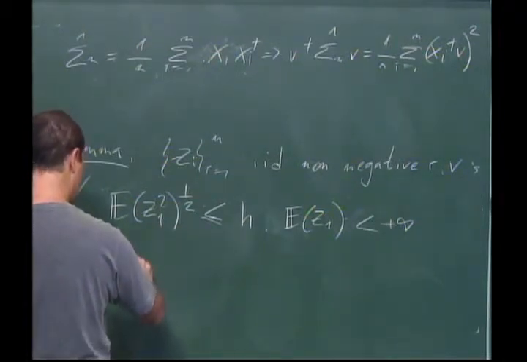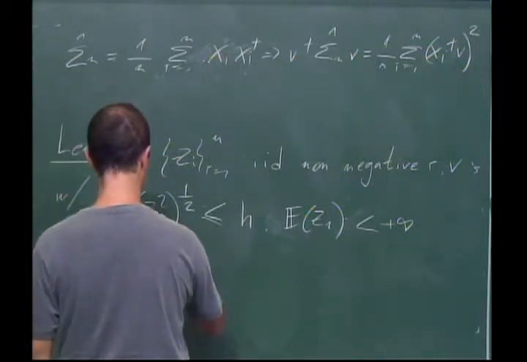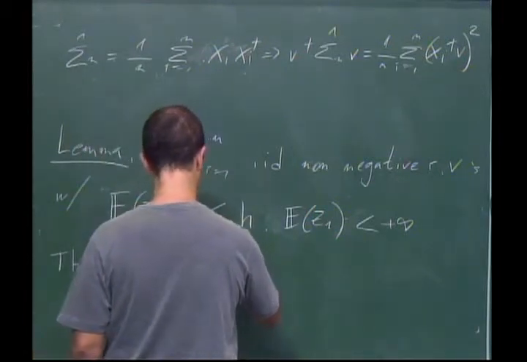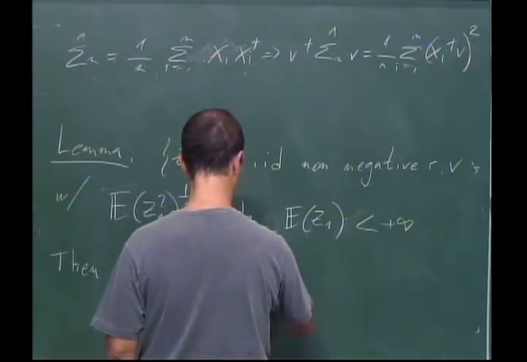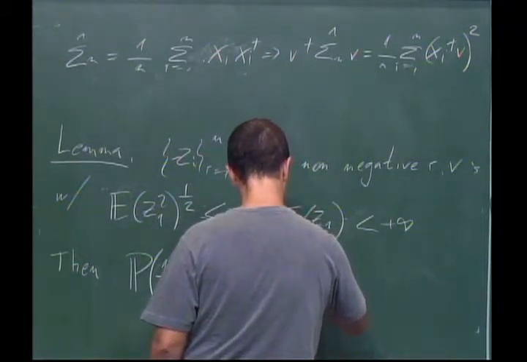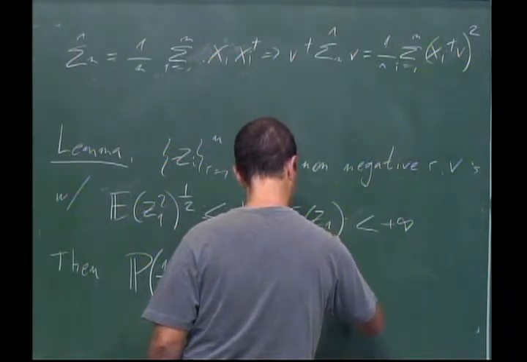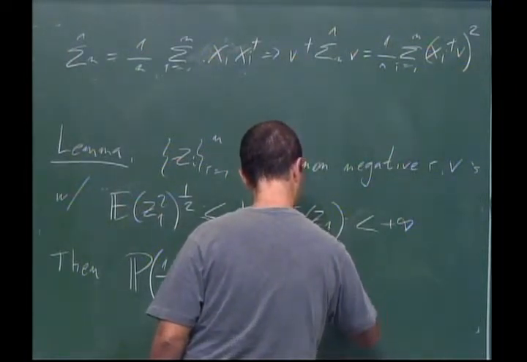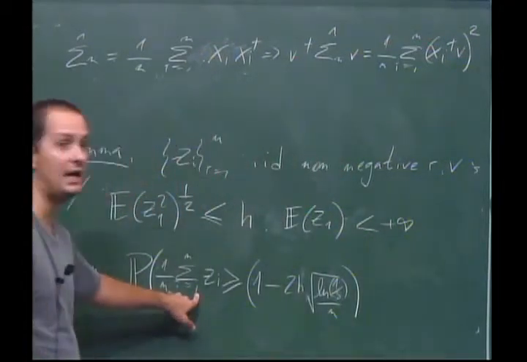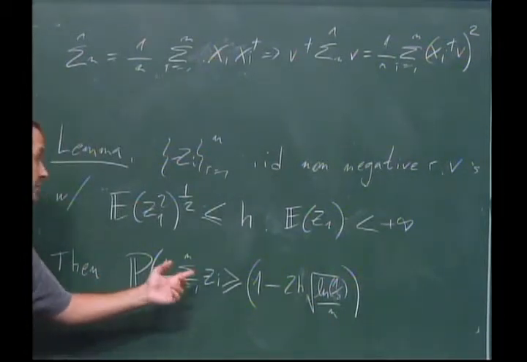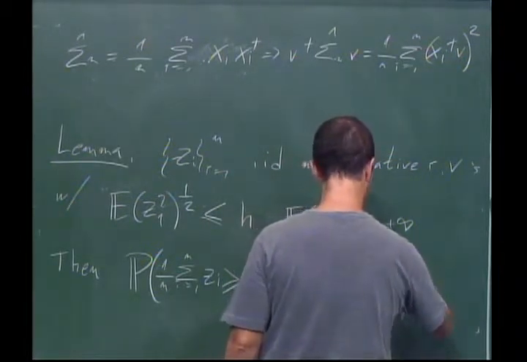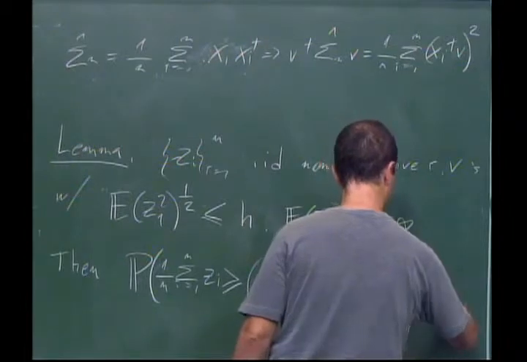Then the probability that the average of the Z_i's is larger than 1 minus the square root of 2 log 2 H log 1 over delta over n, times the expectation, well, they're IID, right? So the expectation of the mean is just the expectation of the first term. This is less than delta.